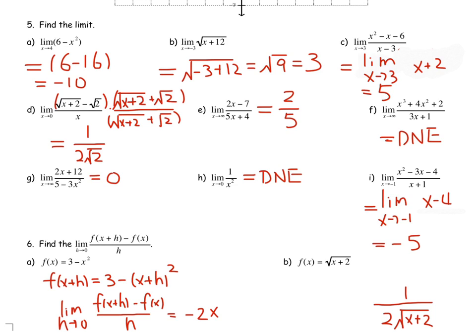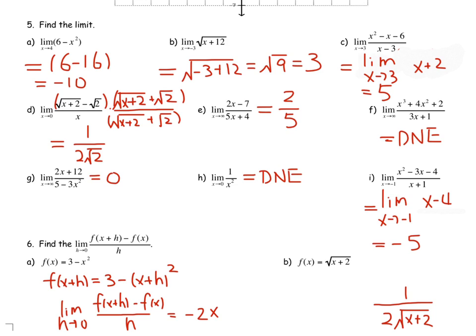Eventually, it's going to become infinity. So the limit does not exist. Letter I, as x approaches negative 1. So this time, if you plug it in again, it'll make your denominator equal to 0, which is not okay. So you will have to factor it.